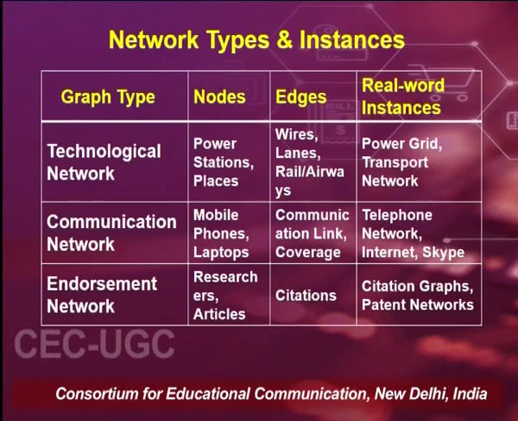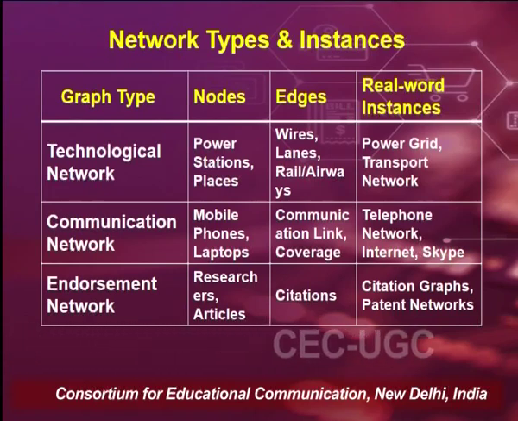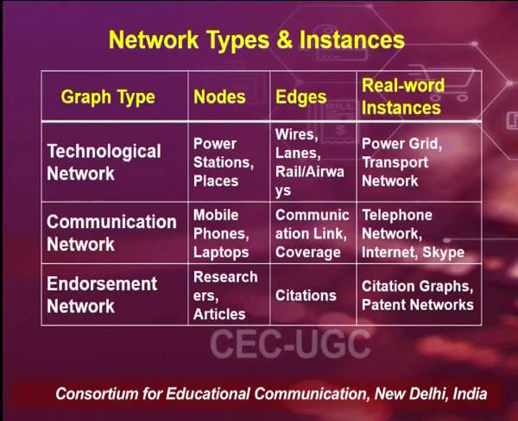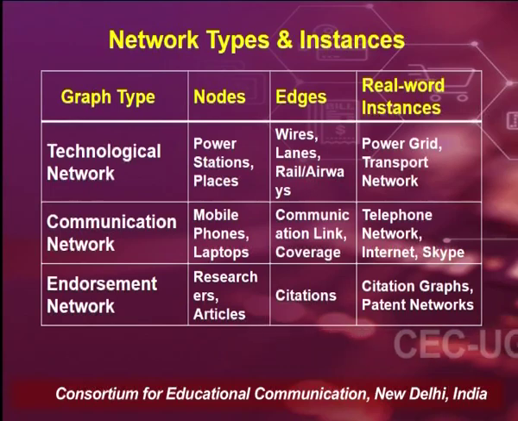Similarly, you have the communication network, and when you are communicating, with what devices are you communicating? If it is a social physical world network, then it is us, the people, who are directly communicating, like I am communicating with you, right? So then the people become the nodes. But if people are communicating through laptops, phones, or mobile devices, then the communication devices become nodes, and the communication link or the coverage of the wireless network becomes the edges.